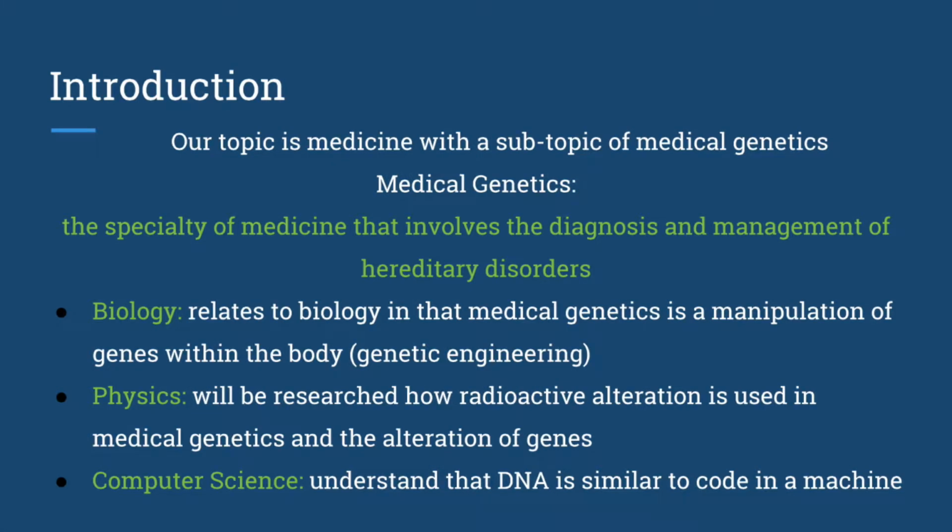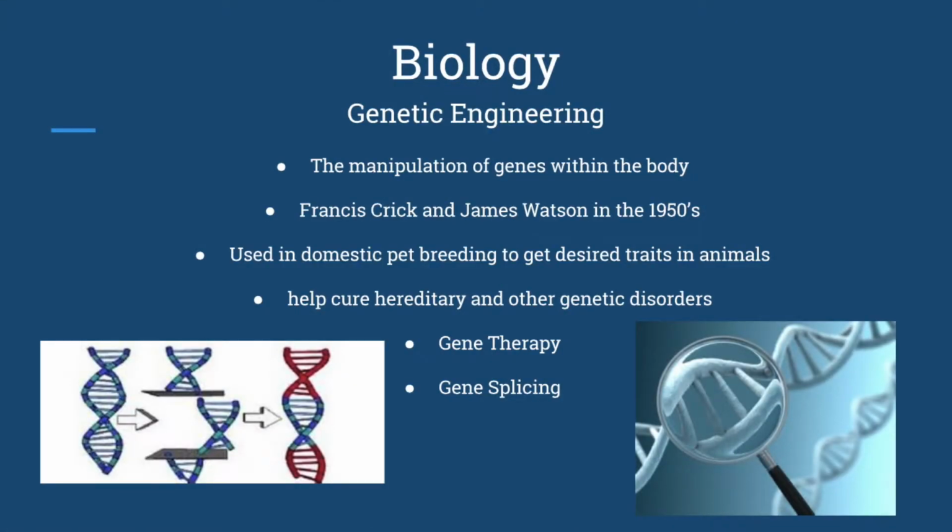It relates to biology in that medical genetics is a manipulation of genes within the body, genetic engineering. This can be further explored by researching human gene therapy and the multiple ways that medical genetics is used in the body. For the physics component, it will be researched how radioactive alteration is used in medical genetics and alteration of genes. To further understand medical genetics, it is important to understand what DNA is. DNA is similar to computer code because both are a set of instructions. It is important to know that genetic engineering is the key to medical genetics.